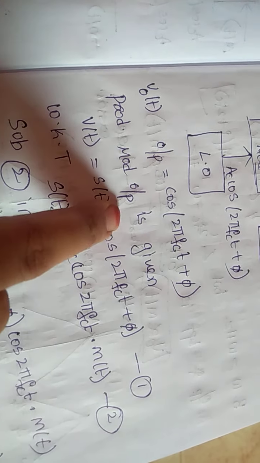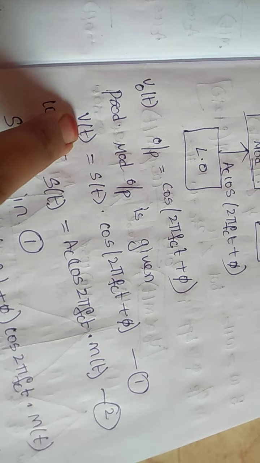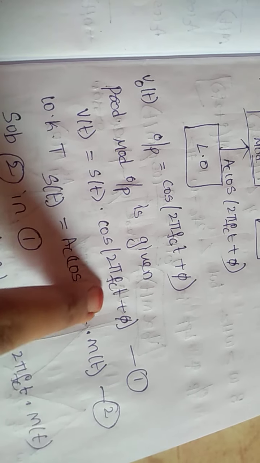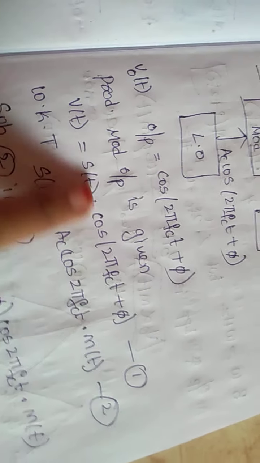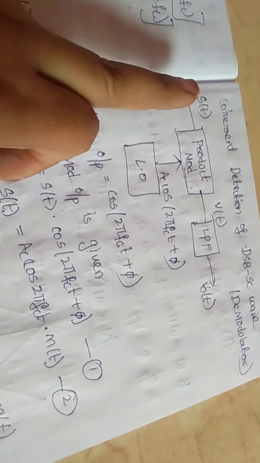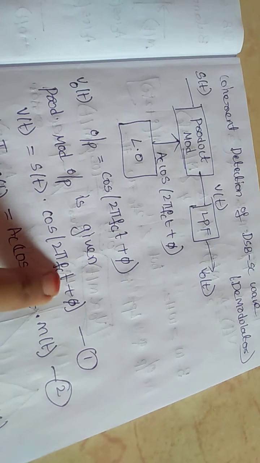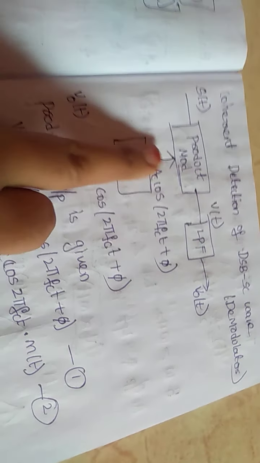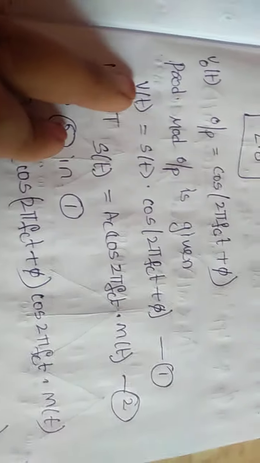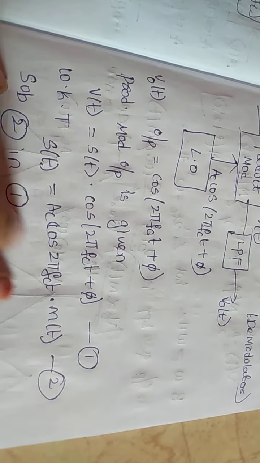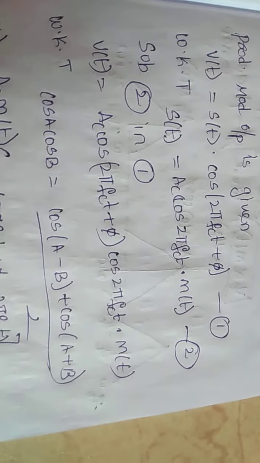Now the product modulator output is given, V of t is equal to S of t into cos 2 pi fc of t plus phi. S of t is nothing but the input signal, multiplied by cos of 2 pi fc of t plus phi, which is the carrier. Indirectly we are saying it is a carrier, and also we are giving a local oscillator to it. So S of t into M of t we can call it, that is nothing but V of t. Now we know that this is Ac cos 2 pi fc of t into M of t. How do we know this? This is by using AM modulation.